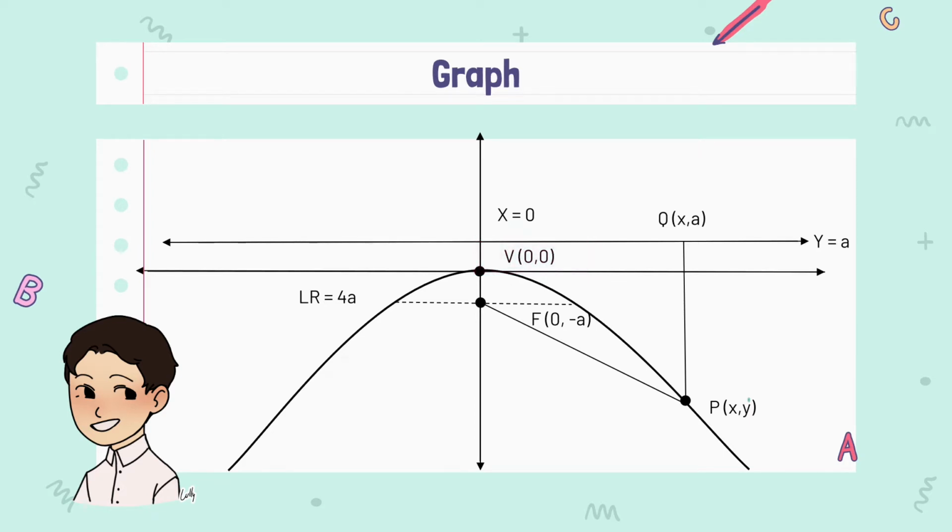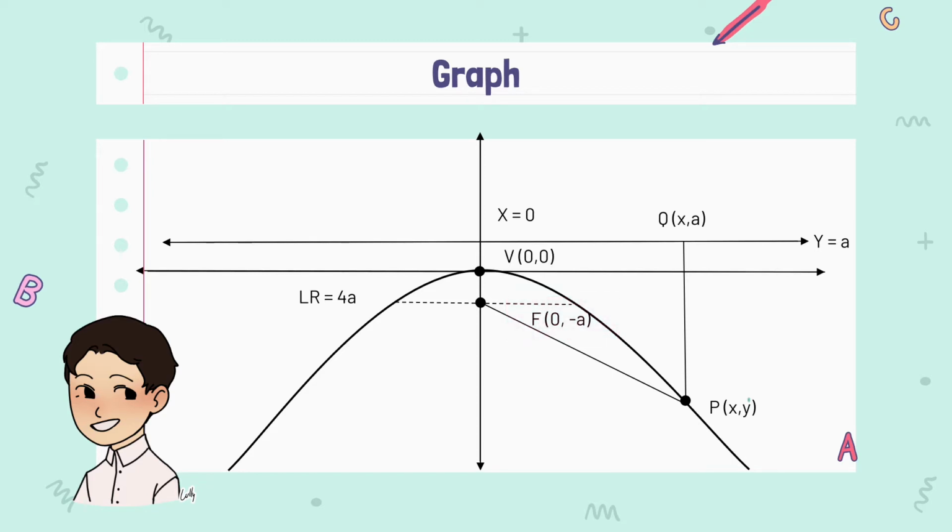We define the focus as a point found on the same side of the opening with a distance of a units away from the vertex. Therefore, given its definition, the coordinates of the focus will be at (0, -a).